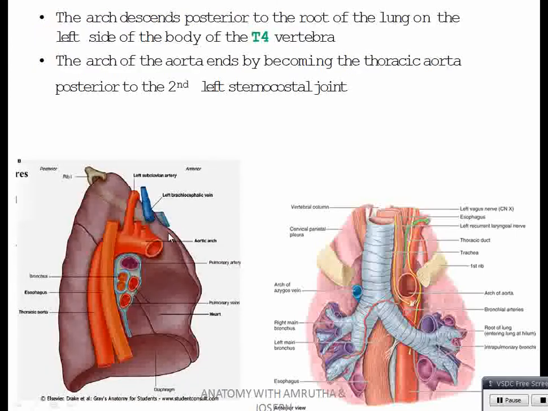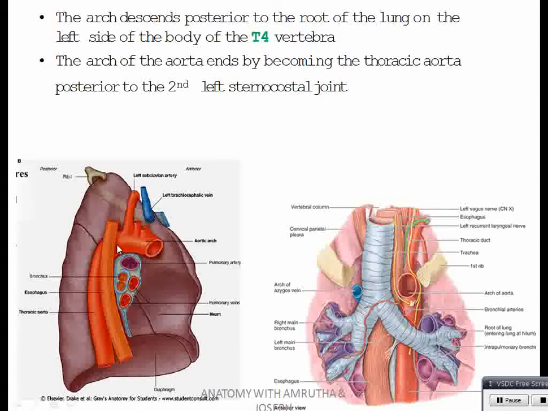Now the arch descends posterior to the root of the lung on the left side of the body of T4 vertebra. So now the arch is going to have some relations. Now this is arching over the root of the left lung, and now it is becoming on the left side of body of the T4 vertebra, thoracic 4 vertebra. So this is the root of lung, left lung. So it is arching over it.